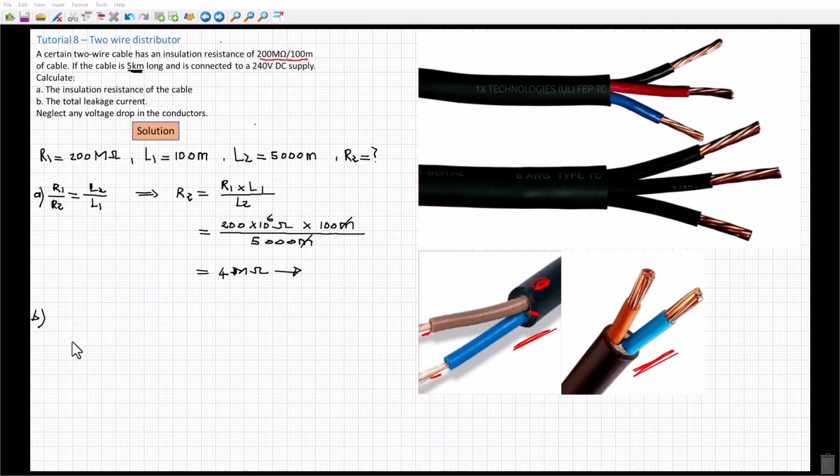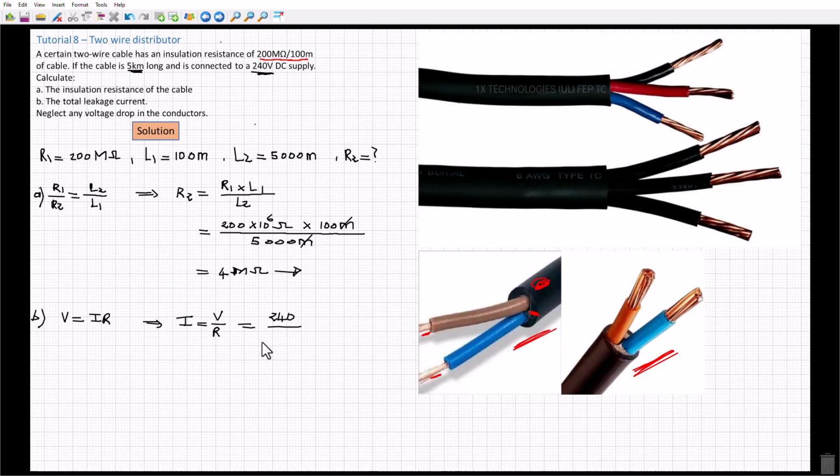So having said that, to calculate the insulation resistance of this cable is going to be a very simple Ohm's law. We know that V is equal to I times R, okay? So this basically means the current is going to be equal to the voltage divided by the resistance. So now we know what the voltage is. The voltage is 240 volt DC. So we're going to have 240 volt here divided by the resistance.